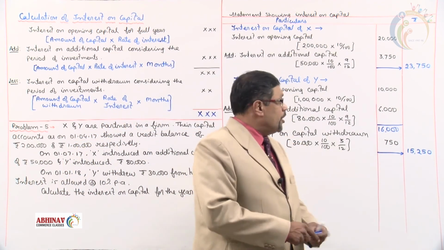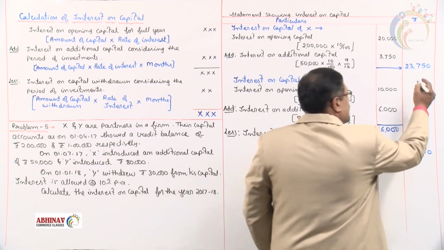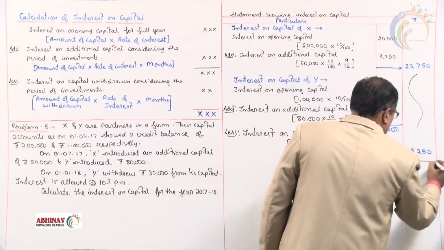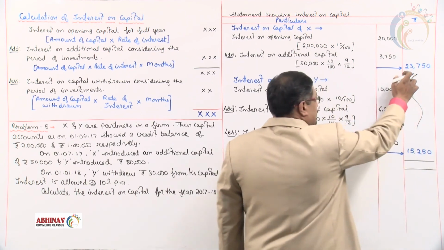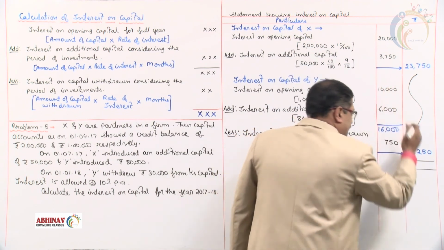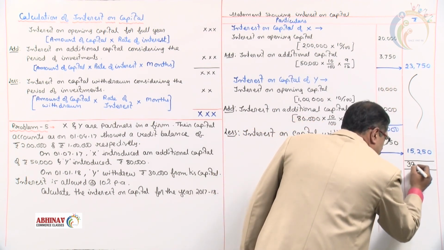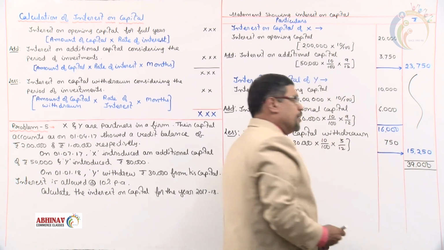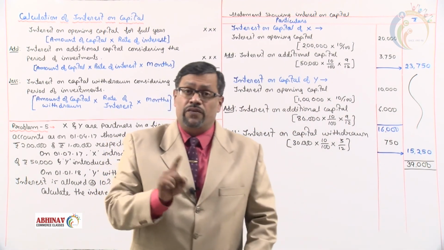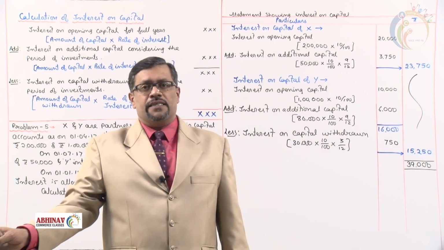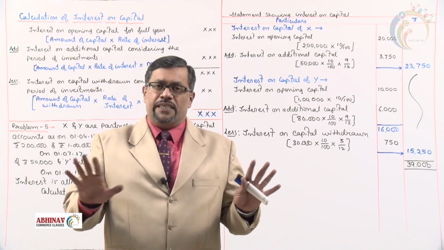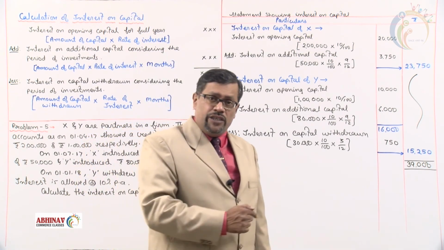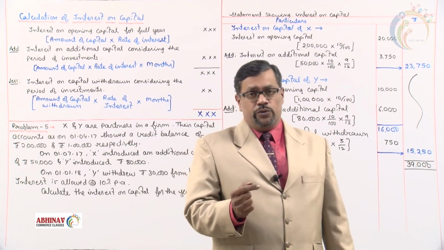This is the interest the firm has to pay to Y, 15,250. The total interest we can show here as 23 plus 15 is 38, and 750 plus 250 is 1,000. What you get is 39,000, the total interest the firm has to pay to the partners. This is how interest on capital is calculated. We have to do this in the further problems as working notes.